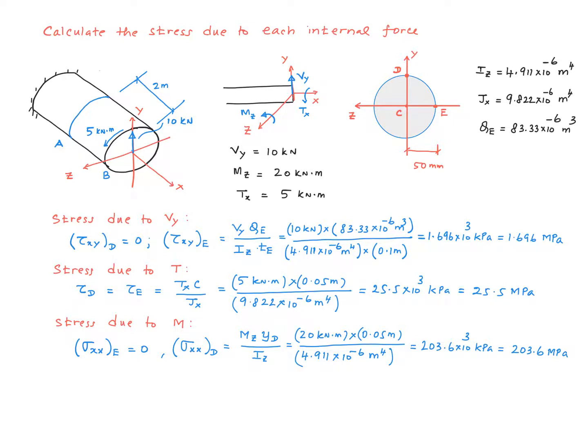The magnitude of the shear stress at point E is given by this equation, VQ over It. And you can easily follow the details here. And I get a value of 1.696 megapascal for that.